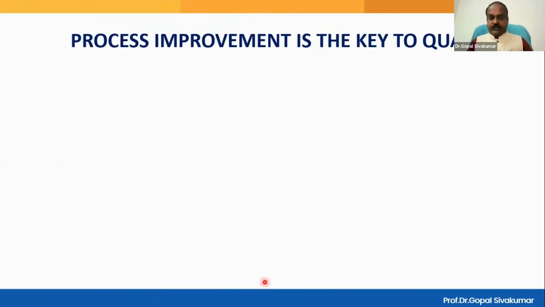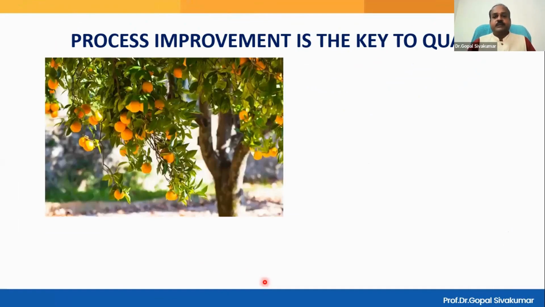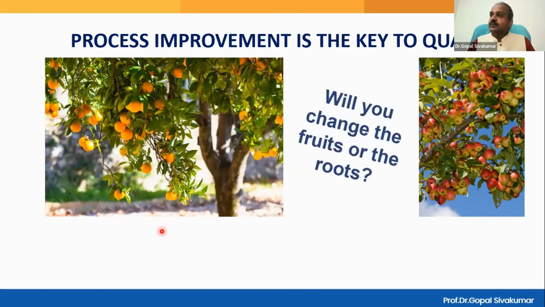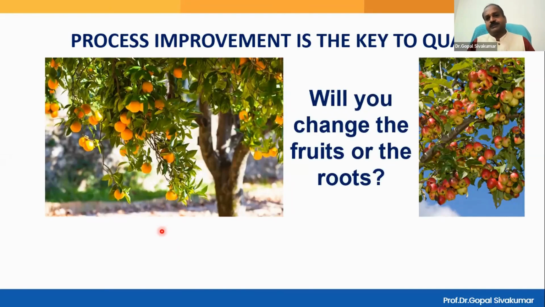So process improvement is the key, not only to quality, but all your business results depend on the way you design your process. You design your process badly, such a result only will come. It is like growing an orange tree. If you grow an orange tree, you can definitely produce oranges. But sometimes you want apples. Will you be able to produce apples from the same orange tree? Definitely impossible. If you want to change the fruits, you must necessarily change the roots.